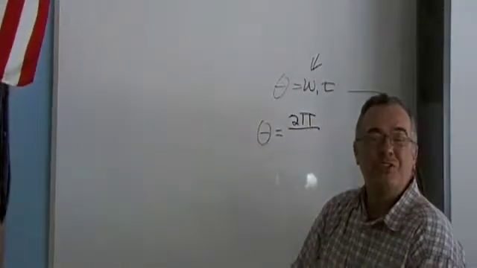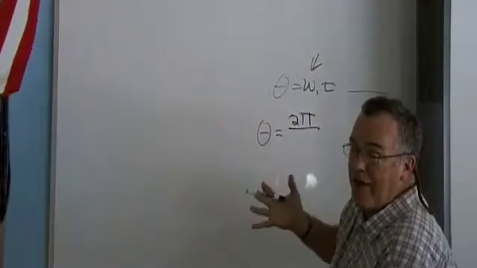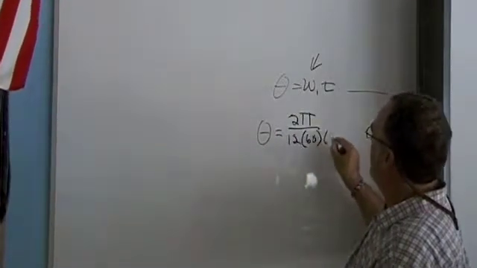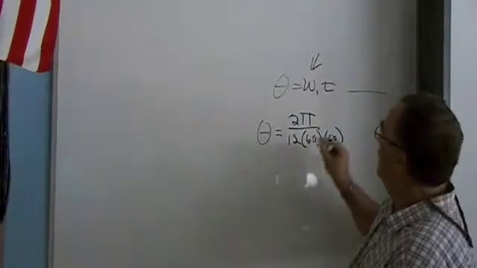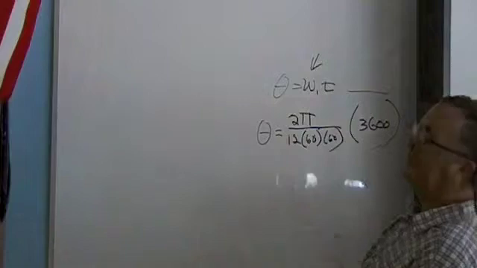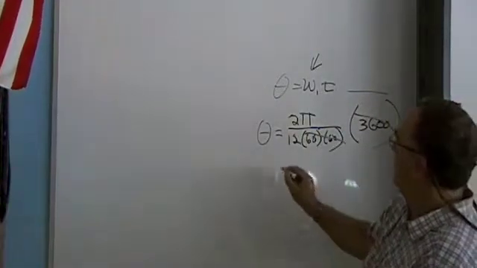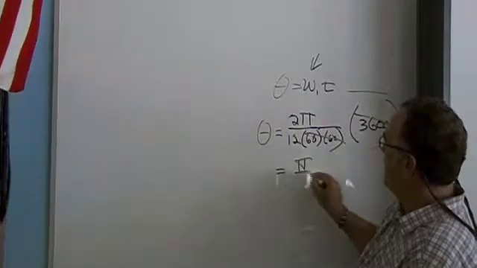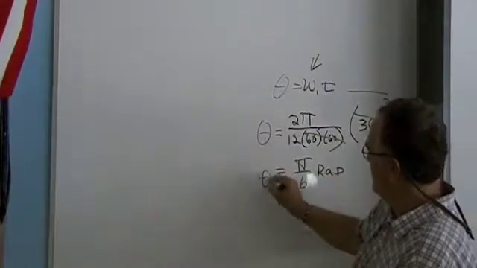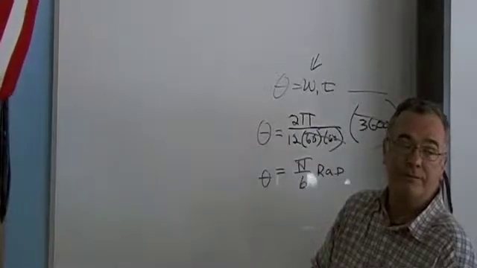Almost everyone says 24 hours, but there's two 12-hour periods in a day. So that's got to be 12 times 60 times 60. Agreed? Times, what was the time? 3,600. Everything's in hours here. So this 3,600 and that 3,600 can cancel. That becomes pi over 6. And what are the units? Radians. So that's 0.5, about half a radian.